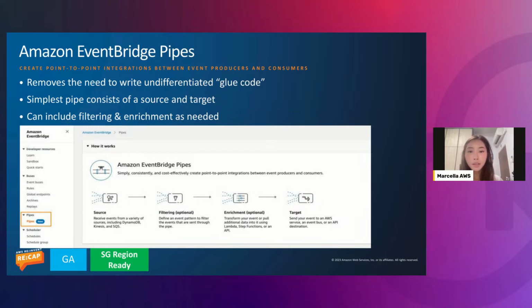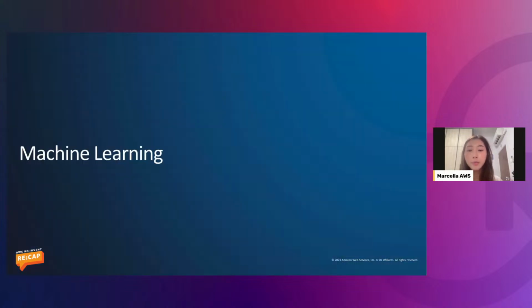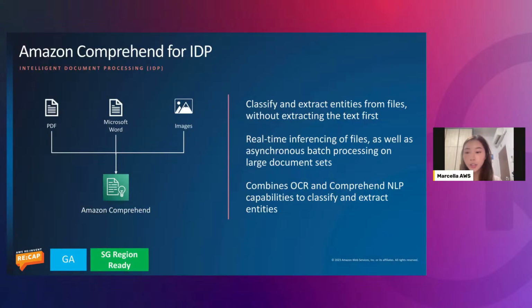Okay, so moving on to the next feature. We are moving on to machine learning. So for this year, in machine learning, we actually launched what we call Amazon Comprehend for IDP.